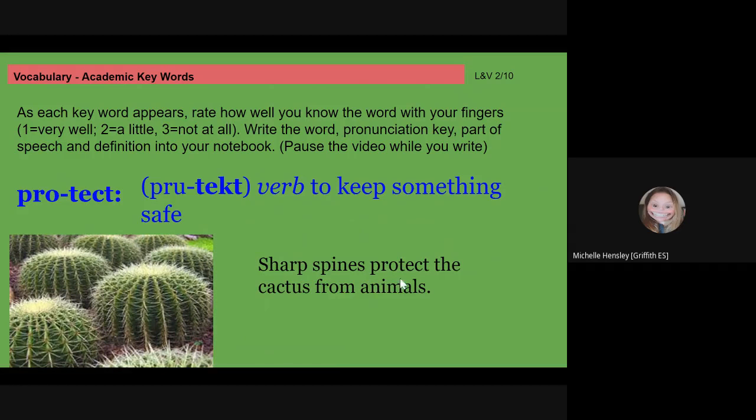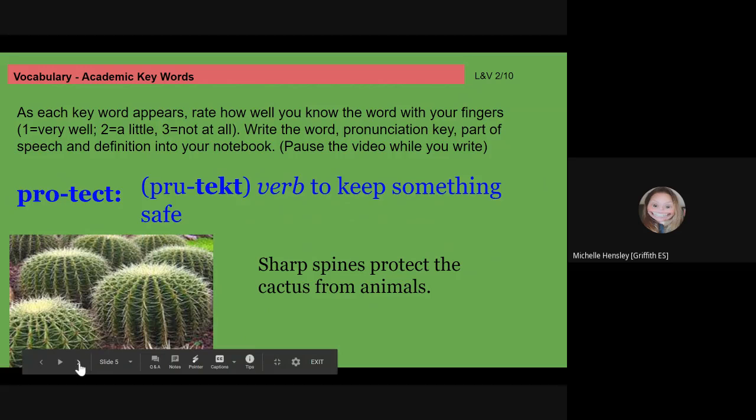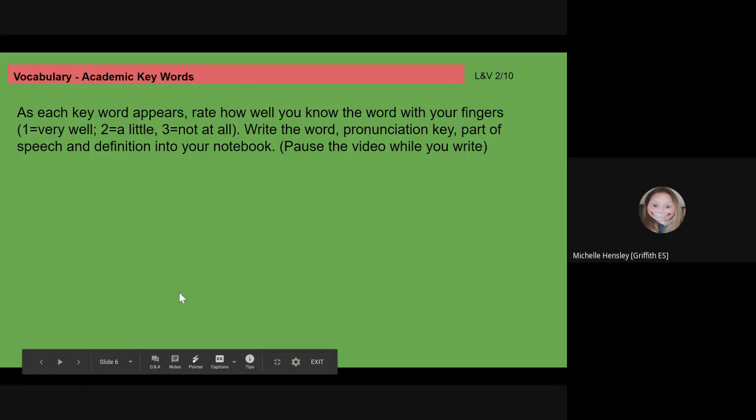Sharp spines protect the cactus from animals and from us. If you've ever touched a cactus on accident, you know that that hurts, right? Protect, to keep something safe. It's an action. It's a verb. Let's go on to our next word. Pause the video if you need more time for protect.